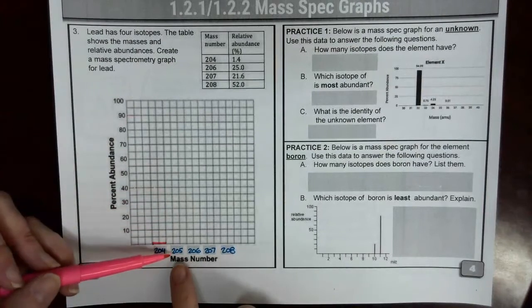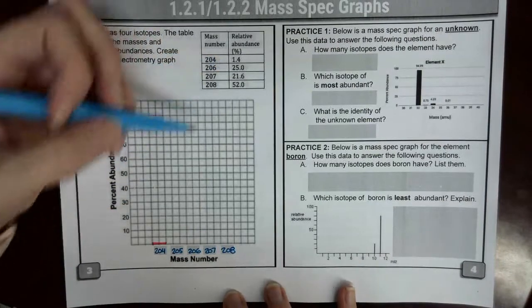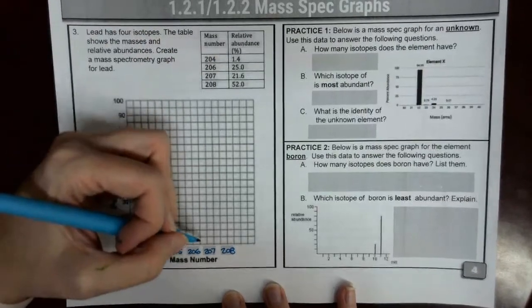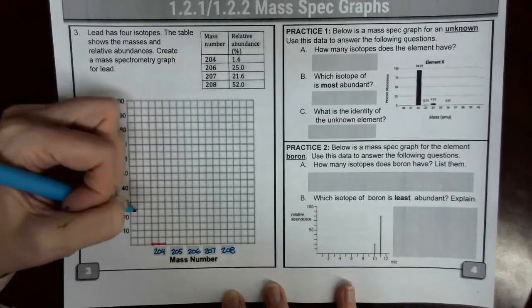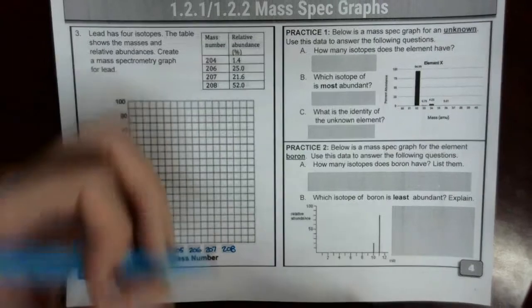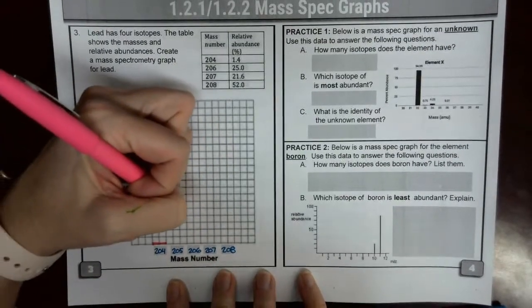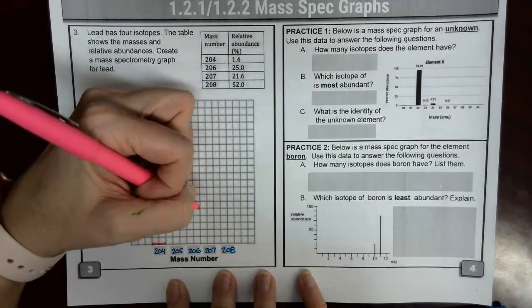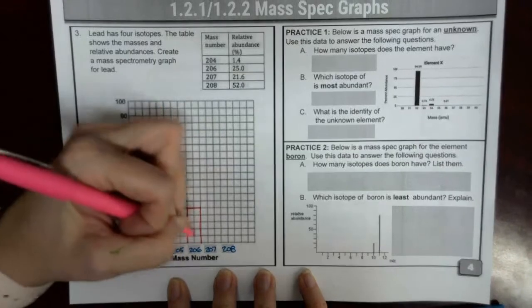Now, we don't have anything with a mass of 205, so I'm going to skip over that. And then at 206, I have an abundance of 25. So I'm going to come up to where 25 would be. So here's 20, that's 30. So 25 would be roughly here. Let me use pink. So 25 would be roughly here, and that's right above my 206. So there's my 25, and shade that in.